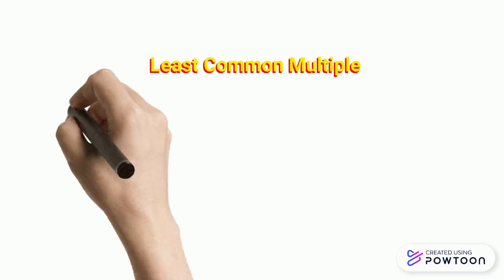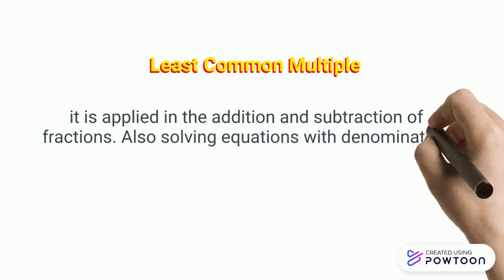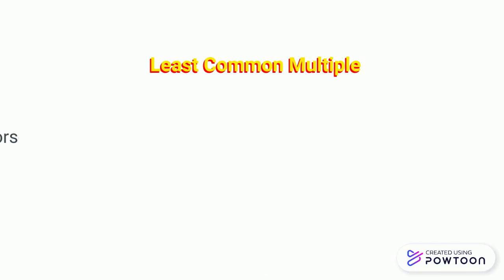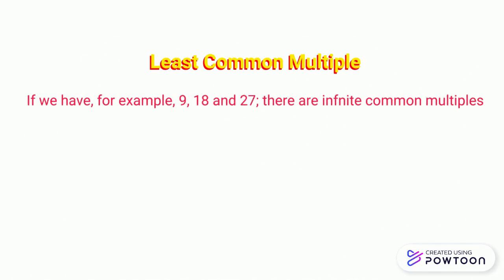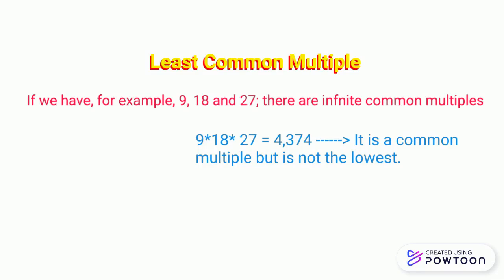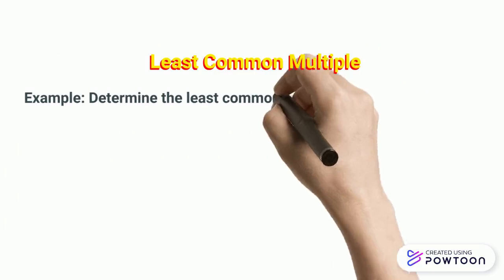The LCM is applied in the addition and subtraction of fractions, also in the solution of rational equations with denominators. Let's see an example with 9, 18, and 27. Among these, there are many common multiples, like 4374. This is a common multiple of the triplet, as is 8748, but these are not the minimum. There is no greatest common multiple. We are going to determine the least common multiple.